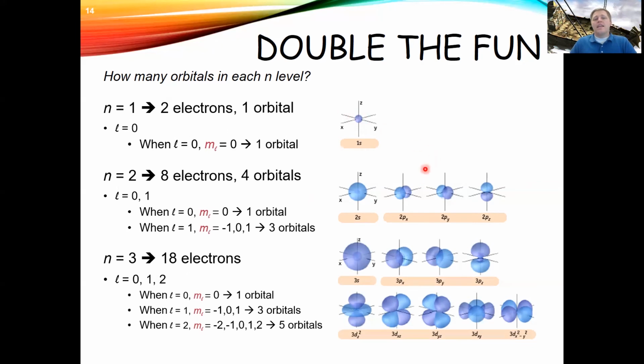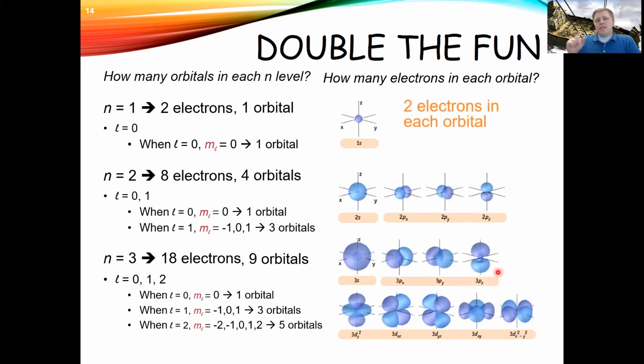So at each n value, we have n squared orbitals. So at n equals 1, we have 1 squared or 1 orbital. At n equals 2, we have 2 squared or 4 orbitals. At n equals 3, we have 3 squared or 9 total orbitals present. Now, what we're saying is that there are twice as many electrons as orbitals.